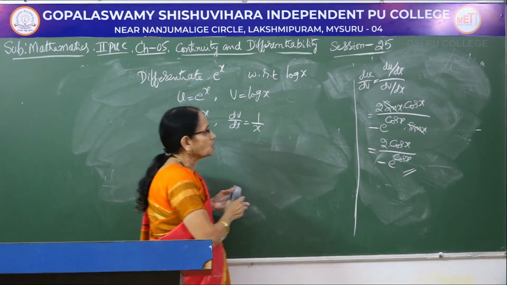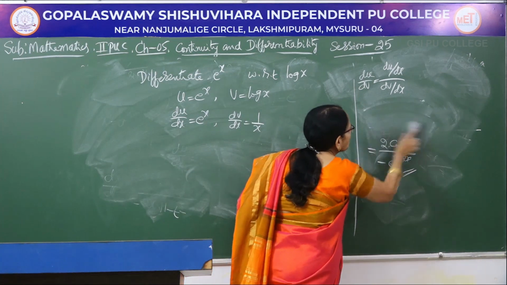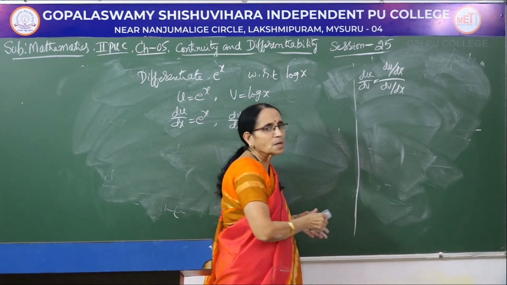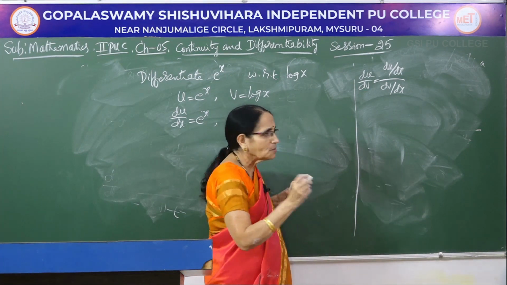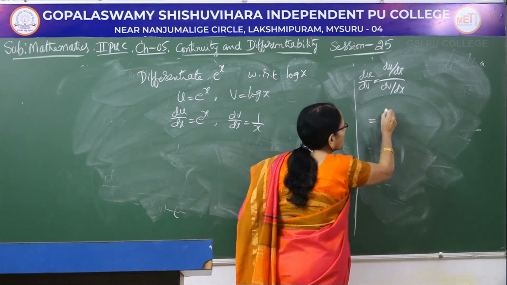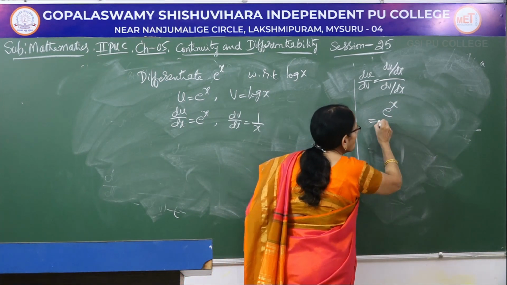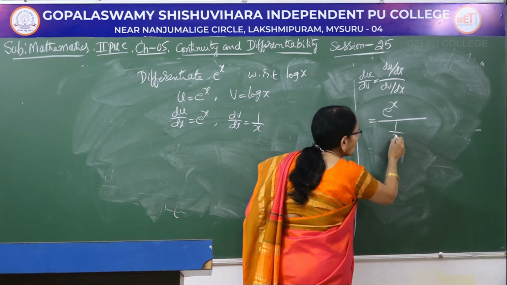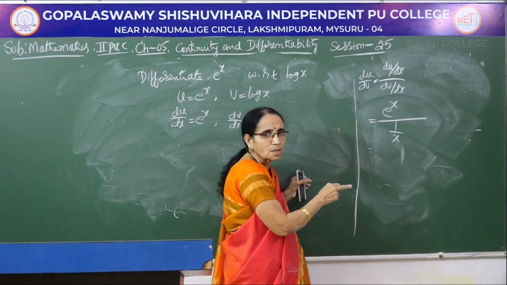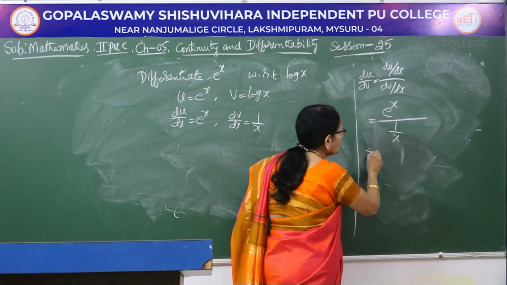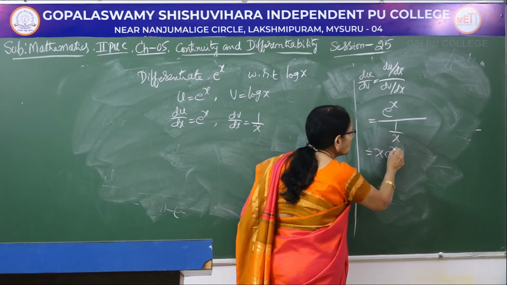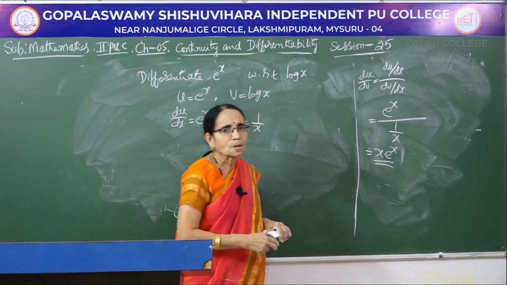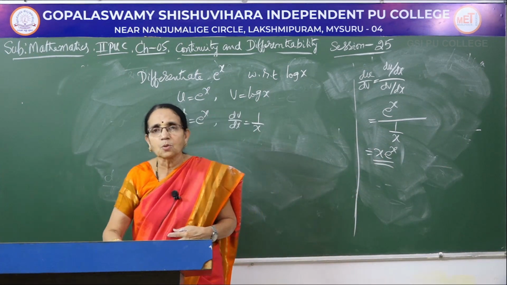Now, let us go to the formula. Du by dv equal to du by dx divided by dv by dx. What is du by dx? It is e to the power x. Write a bigger line here. dv by dx is 1 by x. Now, this x being the denominator of the denominator goes to the numerator. So, we get a simple answer, x into e to the power x.